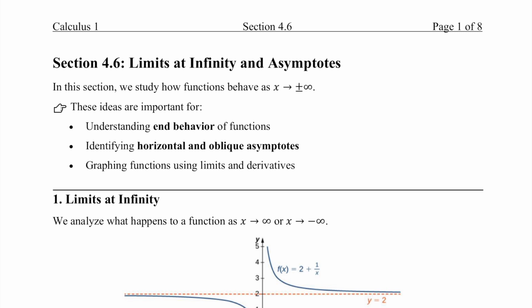Hi everyone. Today we are starting section 4.6, Limits at Infinity and Asymptotes. In this section, we are going to study how functions behave as x becomes very large or very small, meaning as x approaches infinity or negative infinity. These ideas are really important because they help us understand the end behavior of functions, identify horizontal and slant asymptotes, and improve how we graph functions using limits and derivatives.